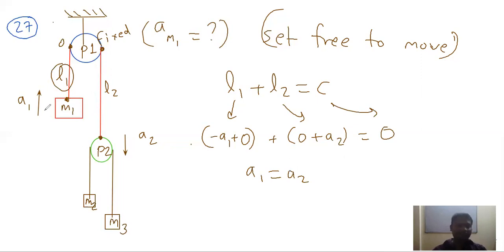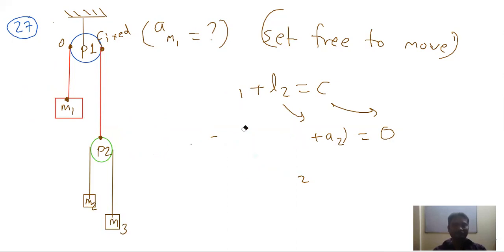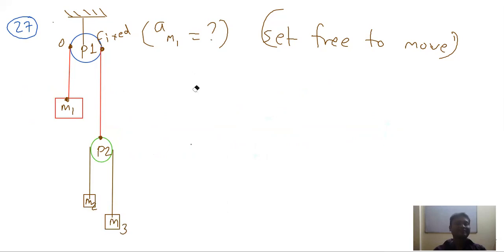And this is obvious. We already know A1 equals A2 because the amount of length moved by M1 in the upward direction equals the amount of length moved by P2 in the downward direction. So this relation was obvious, but we still derived it by the length constraint. As I told previously, this will not yield a very useful result, but we just saw how to use the length constraint if at all you want to use it in this case. By common sense, we can already predict that the acceleration of M1 and the acceleration of P2 will be the same.